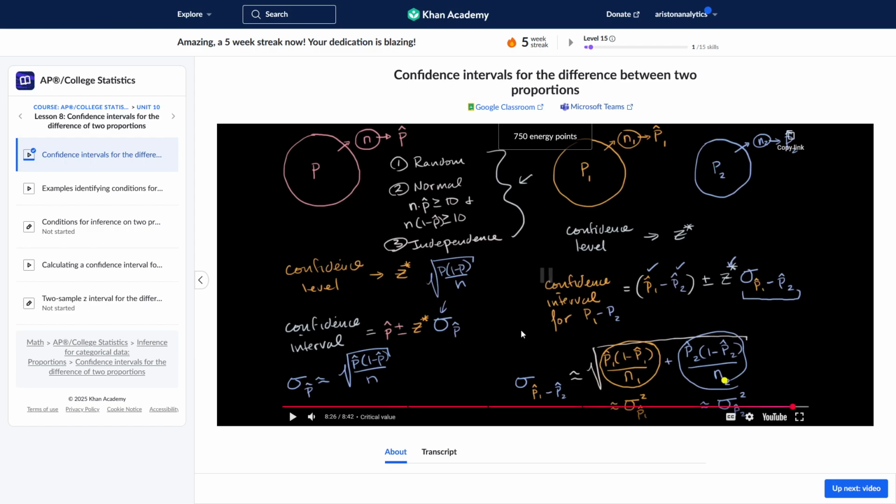That's a lot of a mouthful, I know it can get confusing, but hopefully that makes sense. And that's where this formula comes from. And so it's really not that much more to remember. In the next few videos, we're going to do many more examples, both looking at these conditions and calculating confidence intervals and critical values.